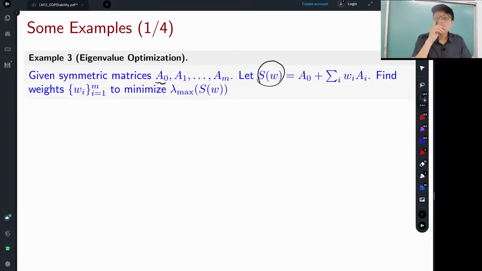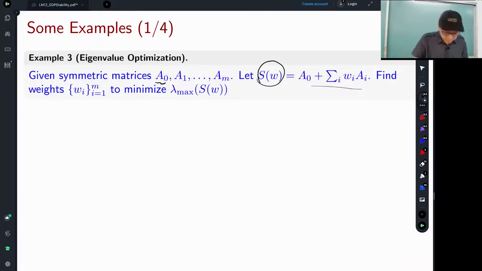Why is this useful? Why care about eigenvalues? Eigenvalues determine many properties. For example, if this is a system matrix, the max eigenvalue will determine whether it's stable or not. If the maximum eigenvalue is less than zero, then the system is stable in continuous time. You need to make sure the eigenvalue is less than zero, so oftentimes you need to play with those coefficients to make sure your system is stable. You want to minimize the maximum eigenvalue.